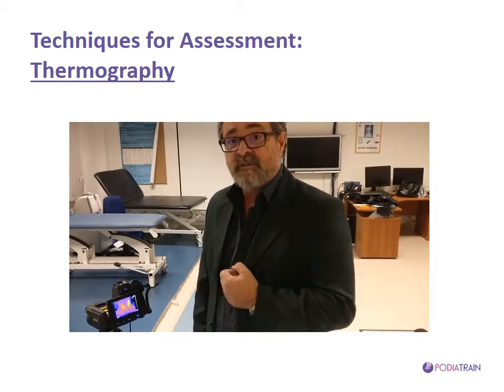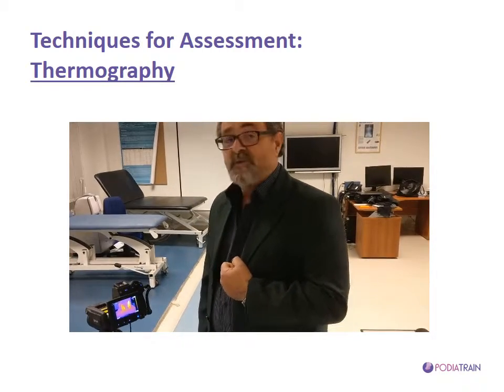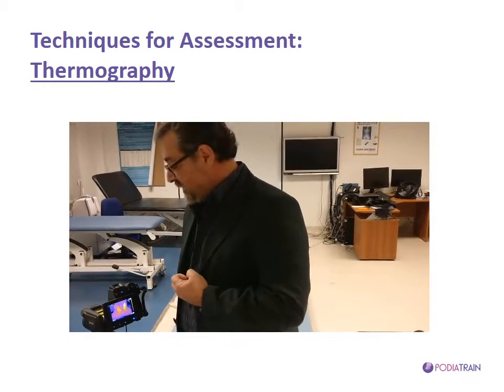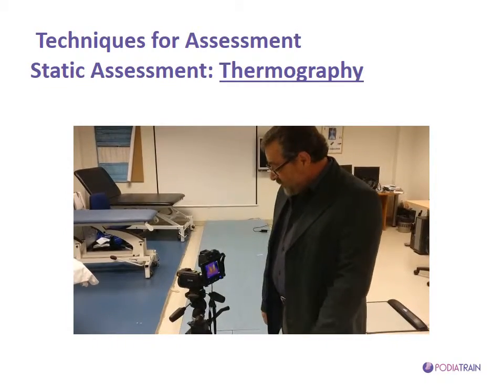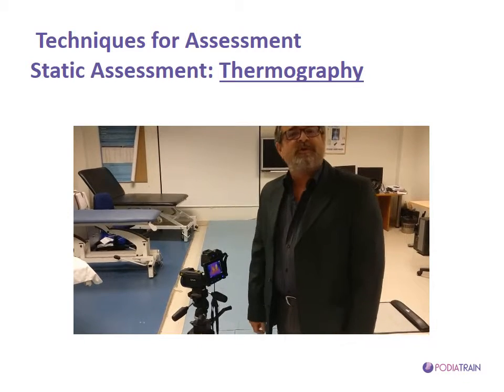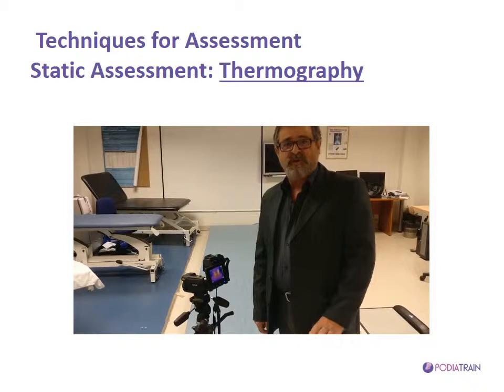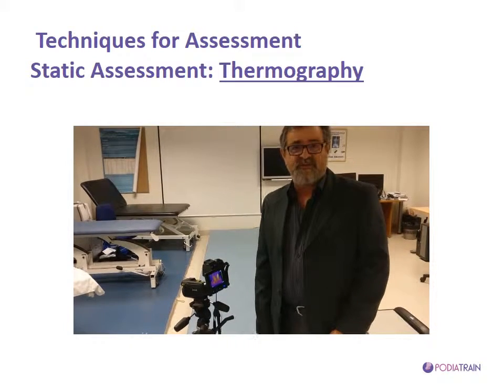We have done a lot of research in this area, and we have established that in the normal, healthy foot, there is absolute symmetry between one foot and the other, which is quite an important derivation. So an asymmetry of more than 2.2 degrees Celsius shows that there is a significant pathological process going on, and that needs to be investigated.